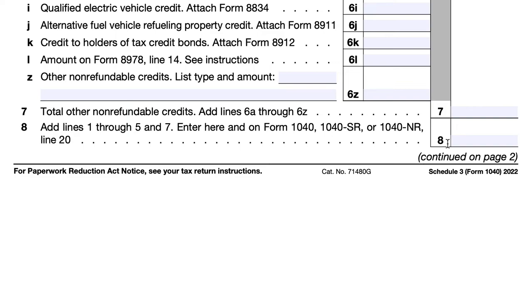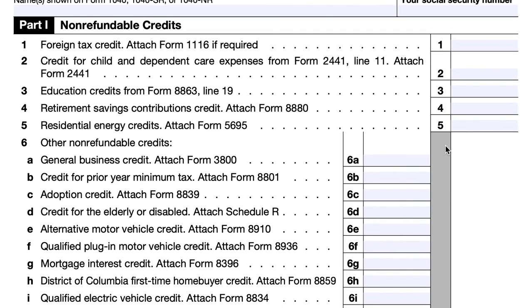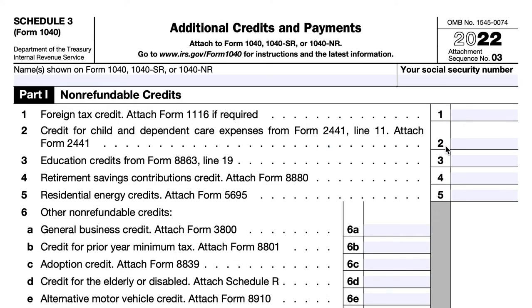So if you had a $2,000 tax bill and you had a $1,000 non-refundable credit, then your $2,000 tax bill would be reduced by $1,000 and you would still have a $1,000 tax bill. However, if you only had a $500 tax bill and your non-refundable credit was $1,000, then you could only reduce your tax liability down to zero.